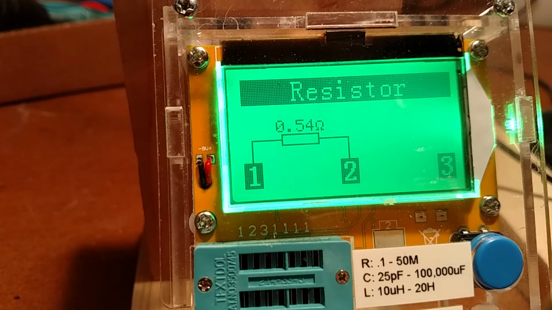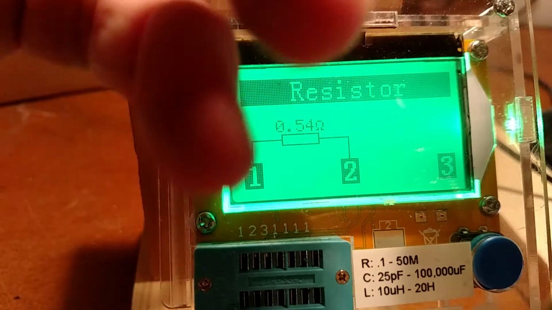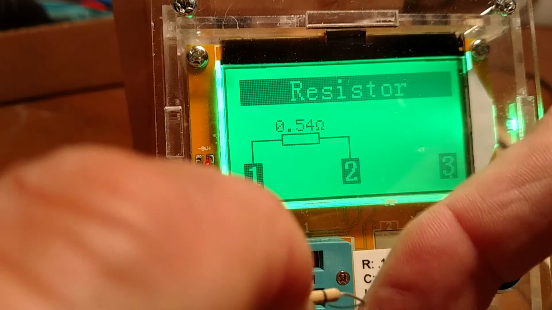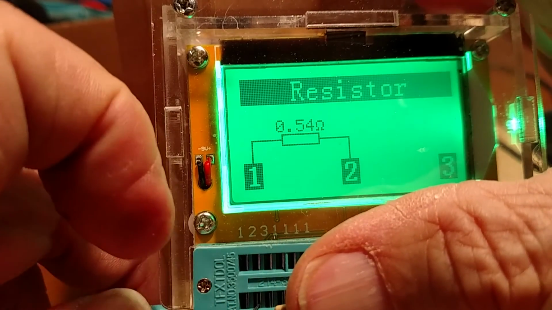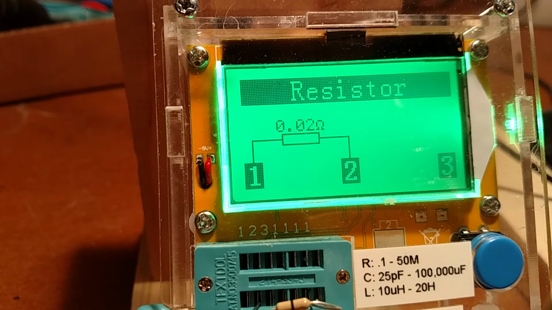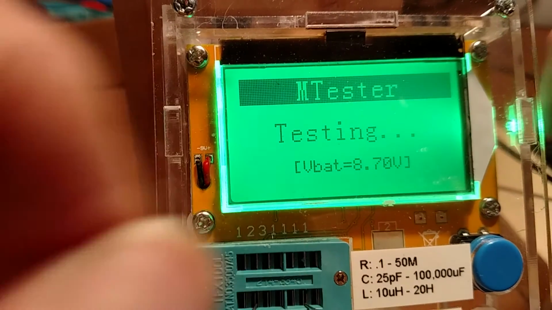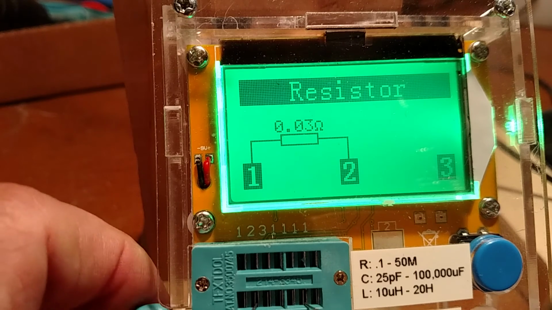0.54. Now, this thing may be kind of goofy. What will it do if we really put in a 0 ohm resistor? And here's really a 0 ohm resistor. This is one of those 0 ohm resistors they use in pick and place machines for jumpers, but it is 0 ohms. And this thing says 0.02 ohms. That's probably the resistance of the lead. Shake it, scratch it around a little, it'll get rid of that 0.02.